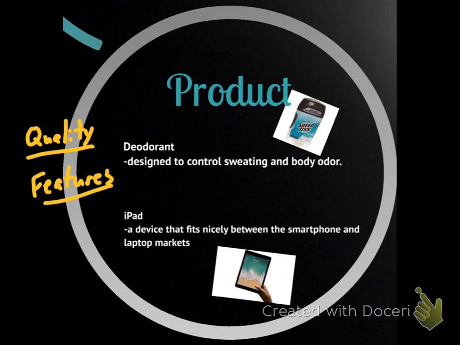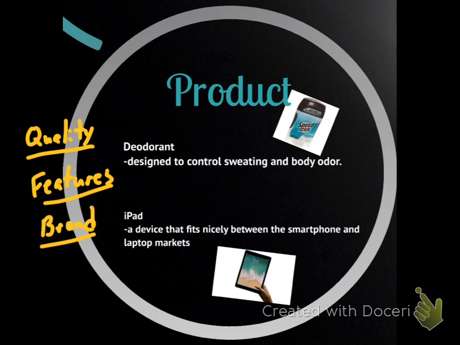What features is it going to have? Like this deodorant is designed to control sweating and body odor. Some actually only just control body odor. They don't actually control your sweating. So there's antiperspirant, and then there's deodorants. This iPad actually has a lot of different features.